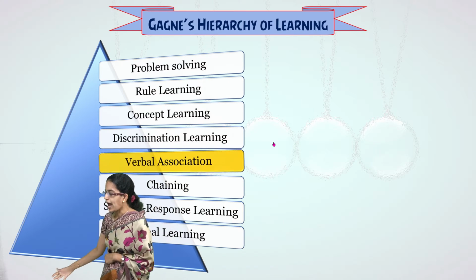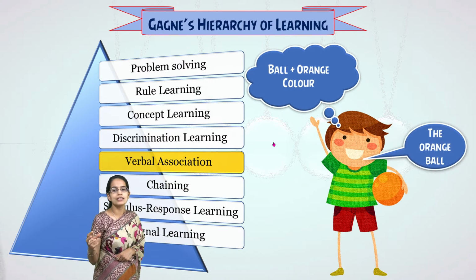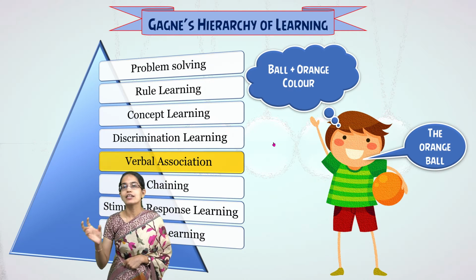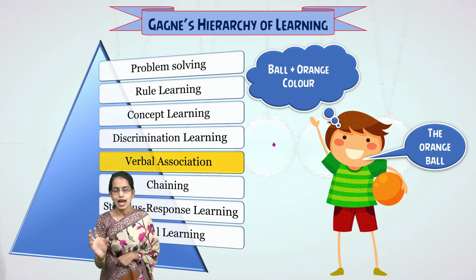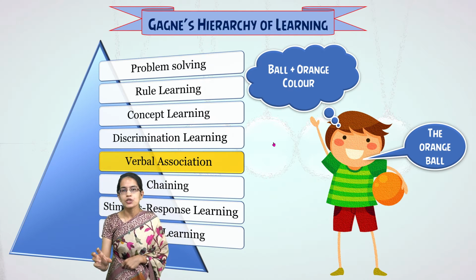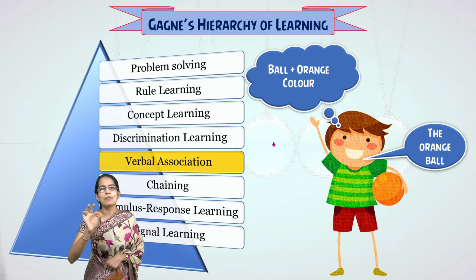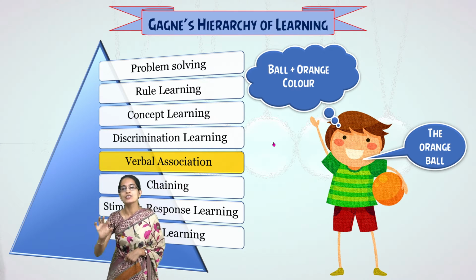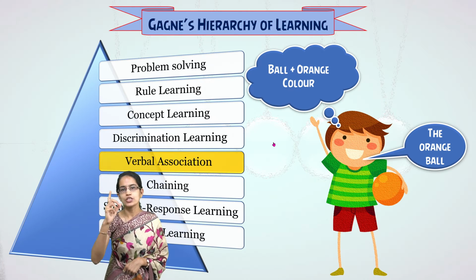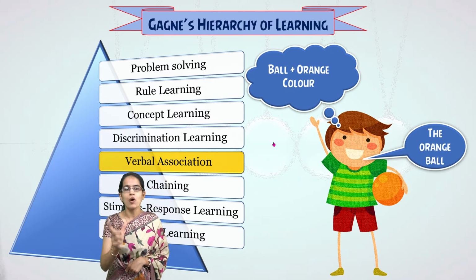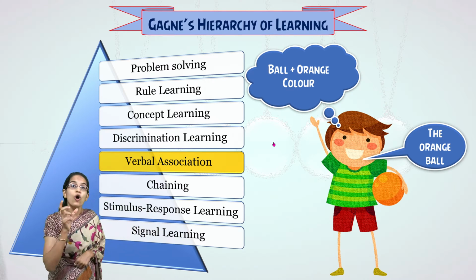A child, as the child grows, is playing with a ball. The ball is orange in color and round in shape. So as soon as the child has the ball in hand, the parent would introduce that this is round, we call it ball. Then the parent would introduce that this is orange, this is a color. So the child would say orange ball, and this orange ball is a verbal association, a chaining of the language skill.